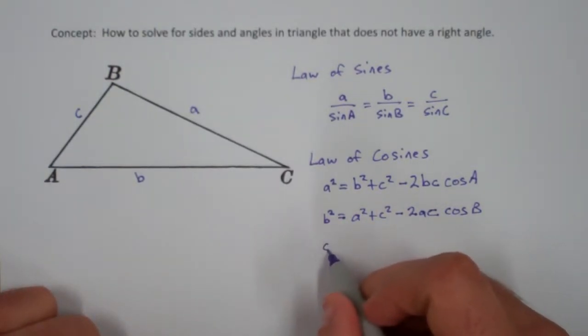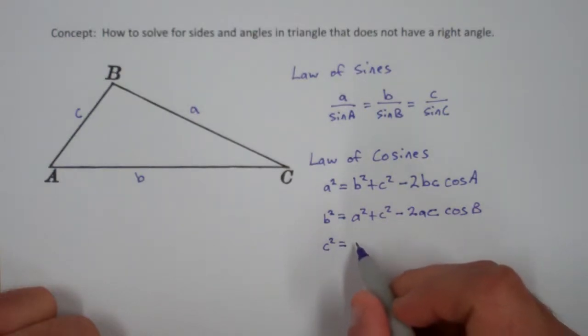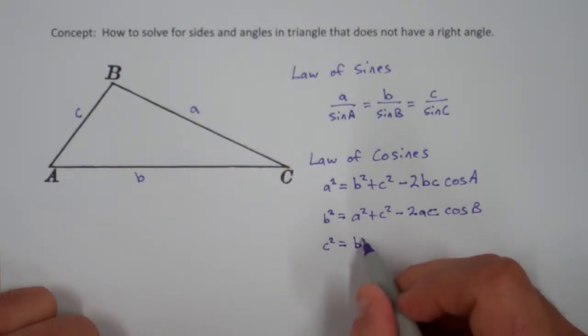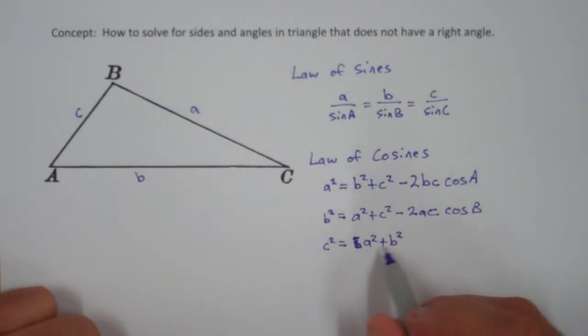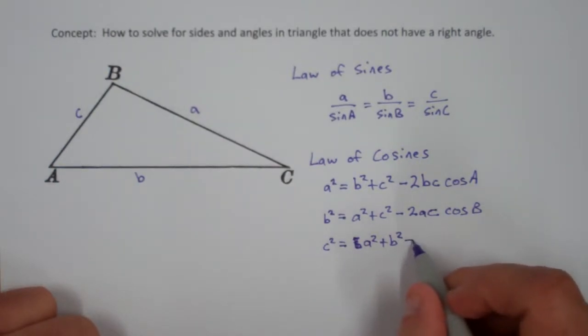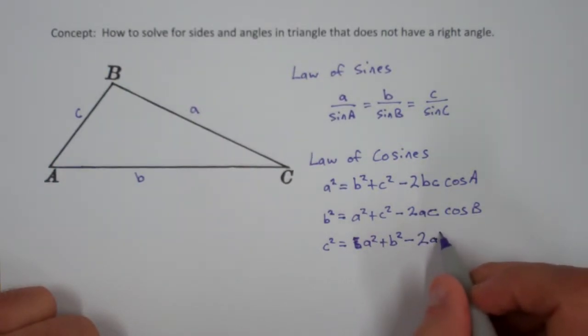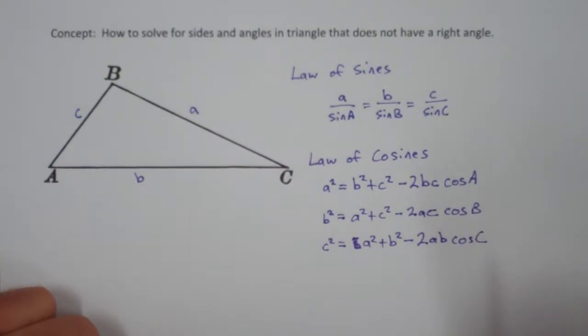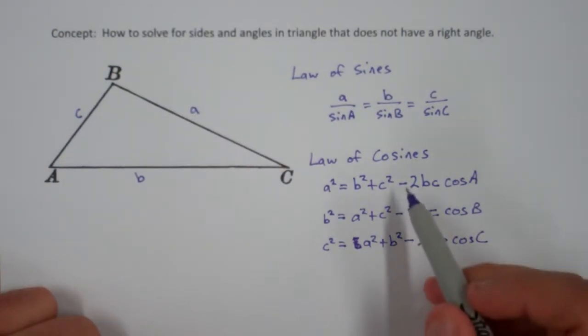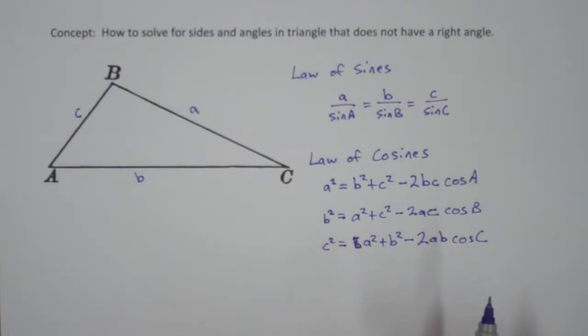And we could continue this. We could do c squared is equal to a squared plus b squared. I suppose it wouldn't really matter if it was b squared plus a squared, but we'll just try to keep our letters in a row. And then minus 2 times ab, and then we've got the cosine of the beginning angle, cosine C. So any one of these will work, and it just depends which one's easiest to use.